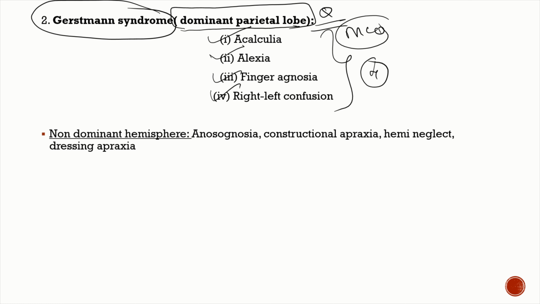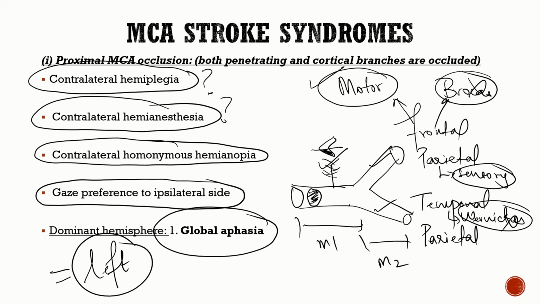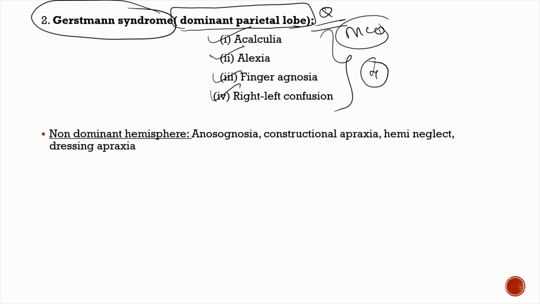So these are the issues with the dominant hemisphere. In the dominant hemisphere, you're going to get global aphasia and Gerstmann syndrome. So in non-dominant hemisphere infarctions, what do you get? You get anosognosia, which means the patient doesn't have insight into his problems. The patient is not aware or not able to perceive his neurological deficit. Then apraxia, that is difficulty in carrying out or executing skilled activities. So constructional apraxia, dressing apraxia, and then the patient will also have hemineglect. So these are the features of non-dominant infarctions.